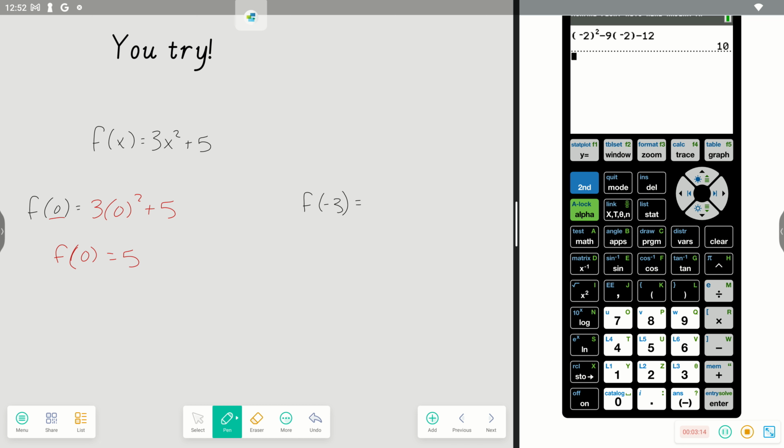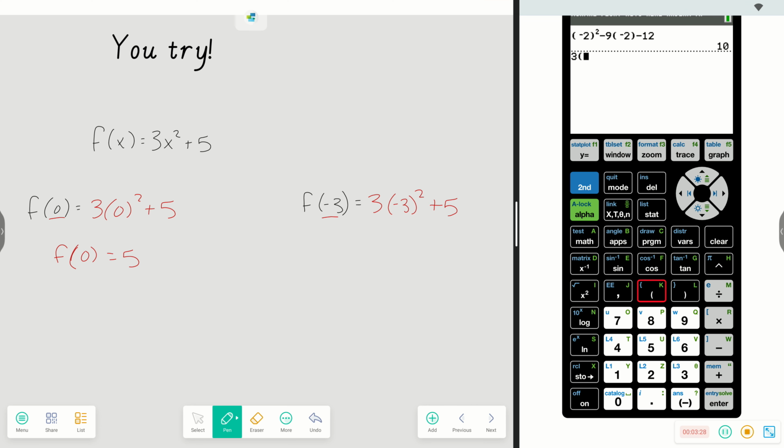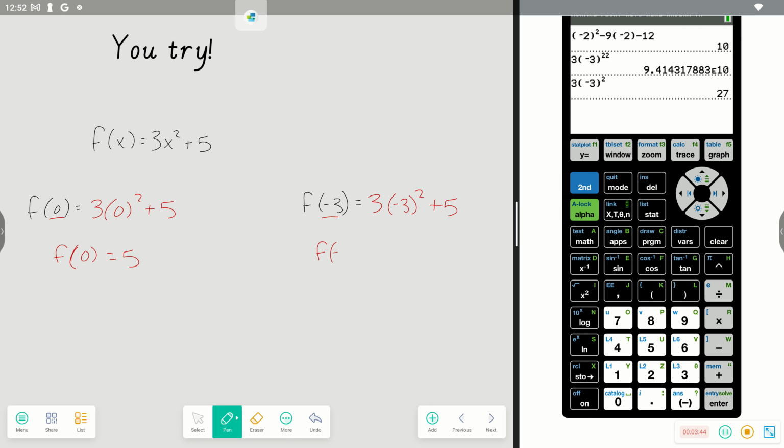Here, I'm going to put negative 3 for x. When I substitute this in, I have to have parentheses around it, particularly in this case with that negative being squared, that's going to make a difference. So make sure you do 3 parentheses, negative 3, and then square it. And we get, oh, sorry about that, I had an extra 2 on my exponent there. We get 27, so f of negative 3 equals 27.